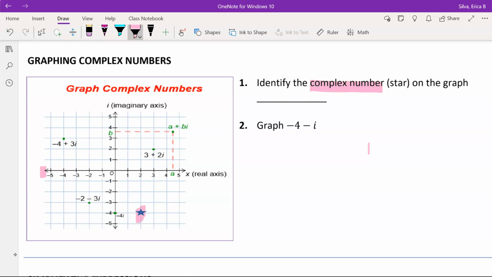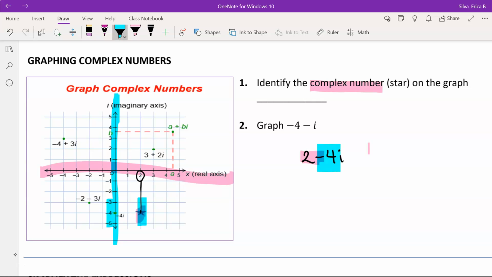So remember that our real axis will go first. The number where this star falls on the real axis is +2. And then using our imaginary axis, we can see that this is at -4. So we would put -4, and because it's on our imaginary axis, we will put i. So it is at 2 minus 4i.